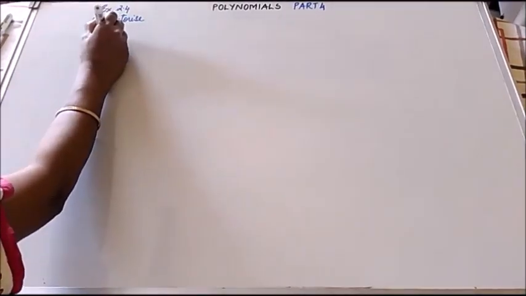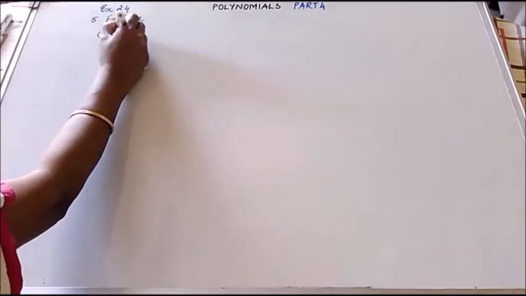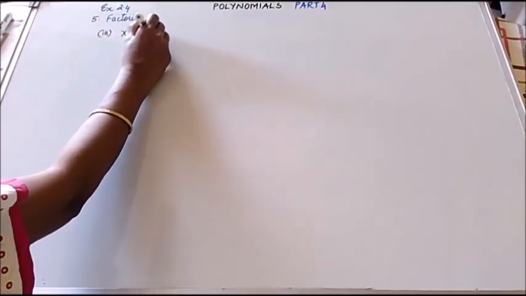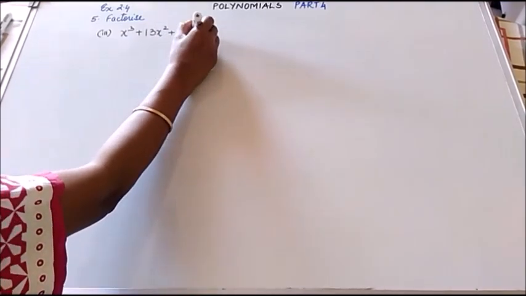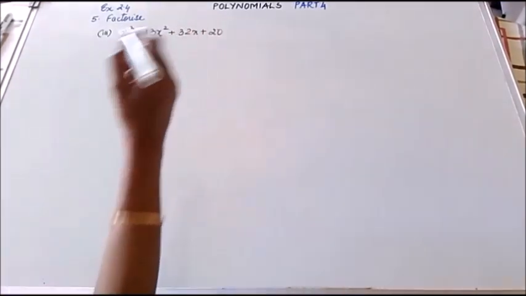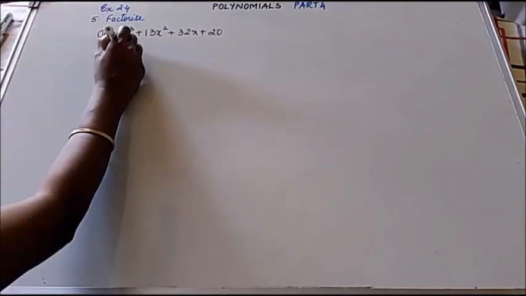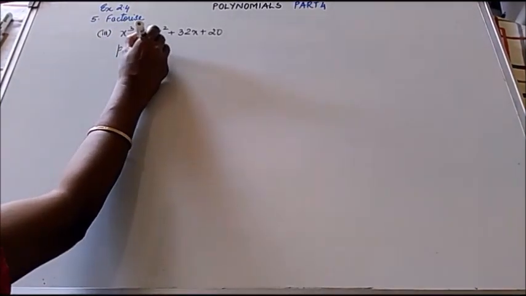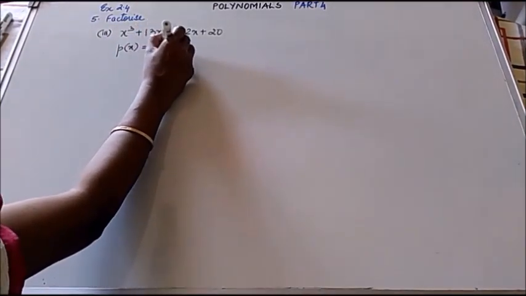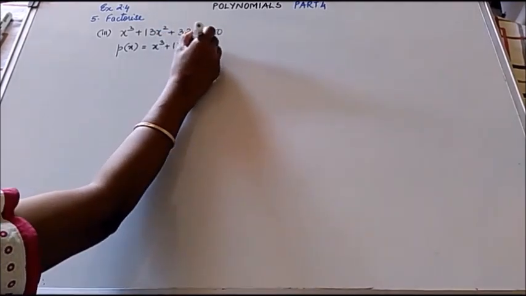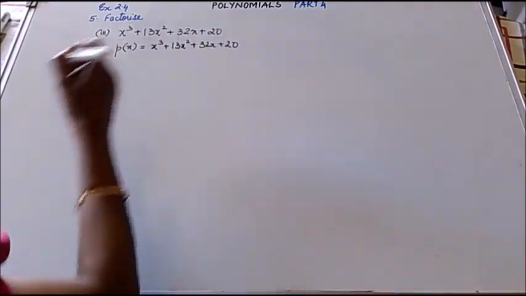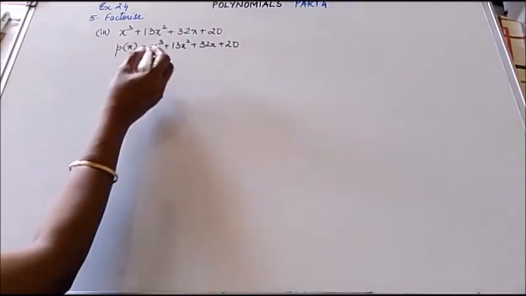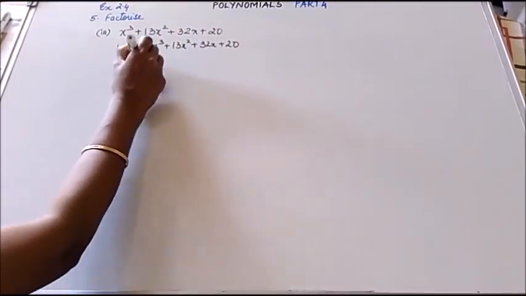Now the third question, factorize x cube plus 13x square plus 32x plus 20. We denote the polynomial as p of x equal to this. Here also it's a cubic polynomial, so by factor theorem.